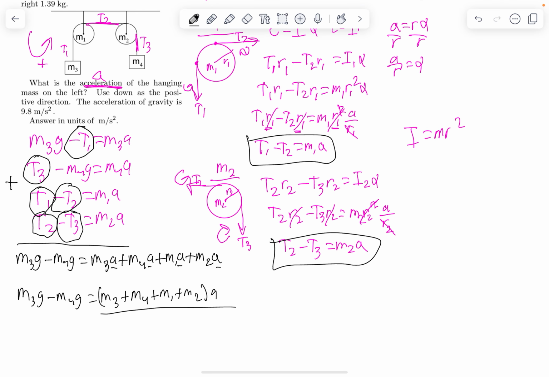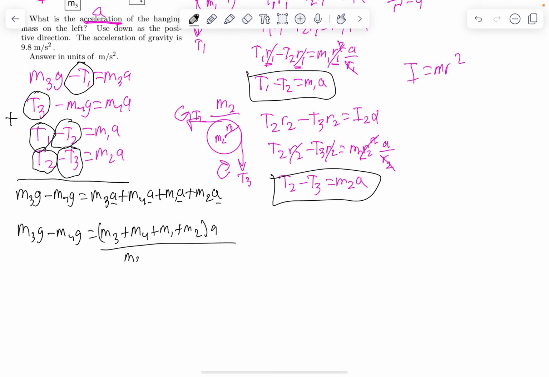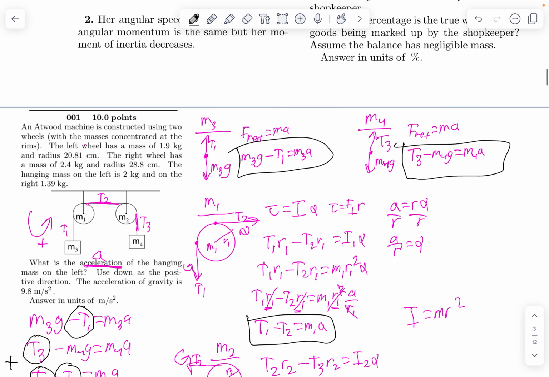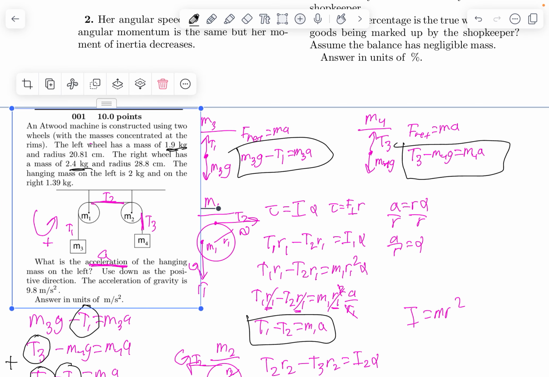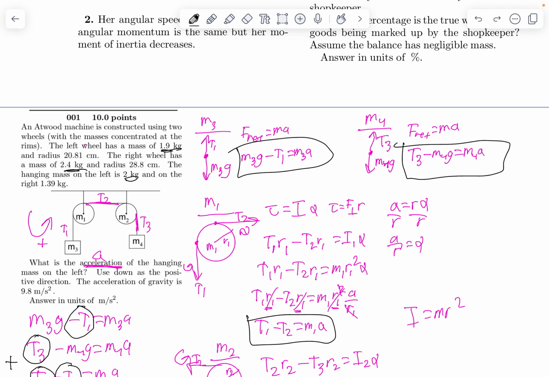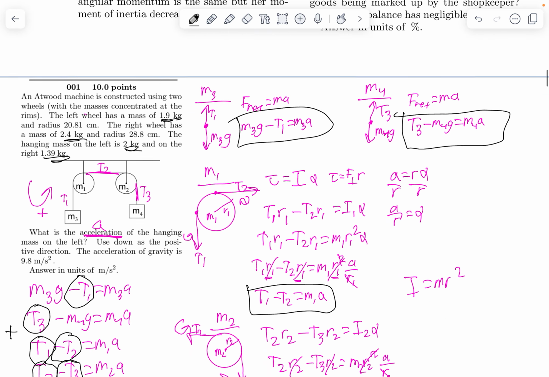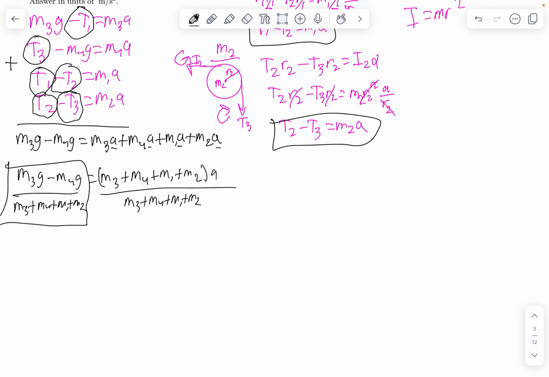And then I'll divide on both sides. That's just a number. So then now we have our equation for A. And then we know all the masses. They tell you right here the mass of the wheels and the mass of the hanging masses. Your numbers are different, so don't use my numbers. Then we can plug everything in and you can solve for A.